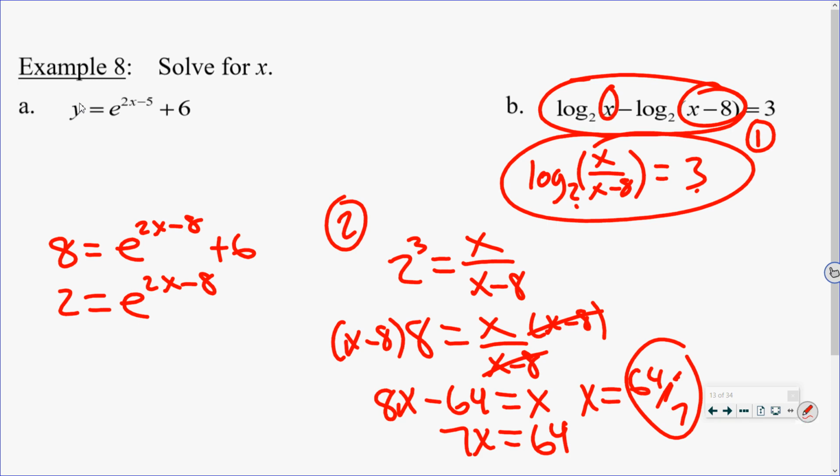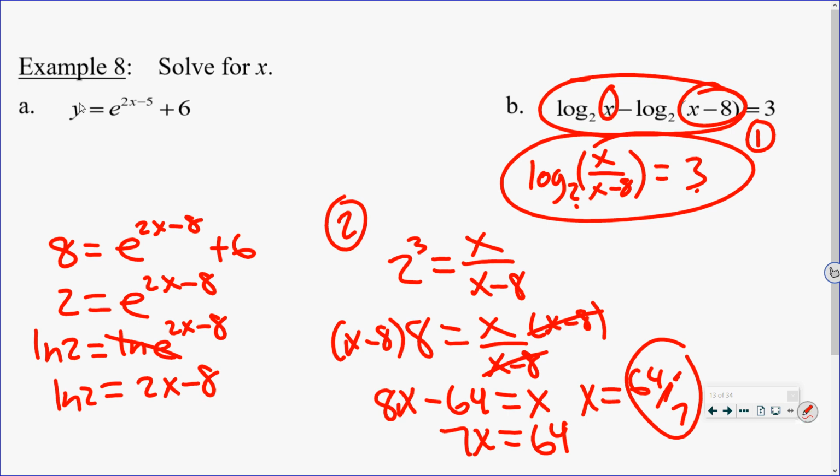So what I'm going to try to do is to cancel out the base e. And I can do that, remember what we just learned, if I take the ln of e to the 2x minus 8. The reason why I'm going to do that is because when I take the ln of e, they just cancel out. That's that inverse property we just talked about. So I have the ln of 2 equals 2x minus 8. Okay, now finish solving for x.